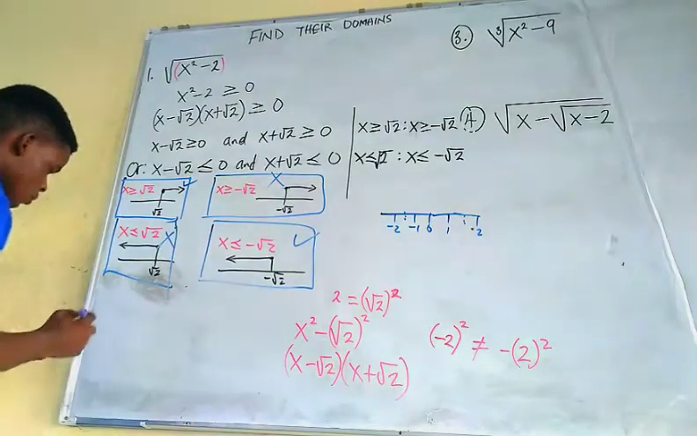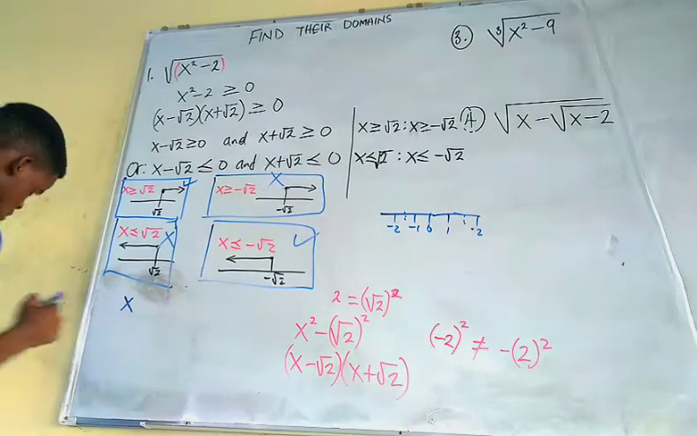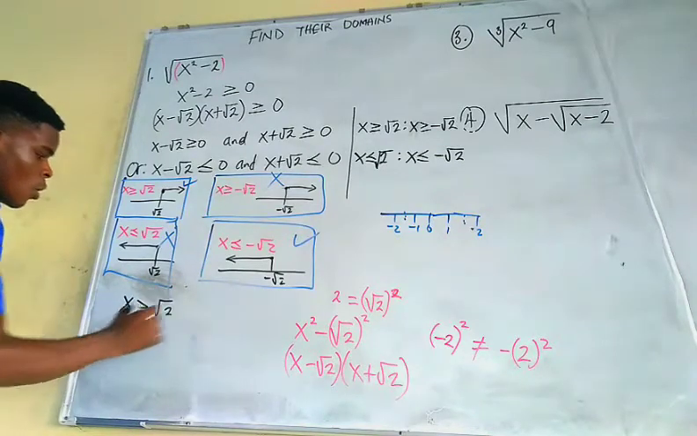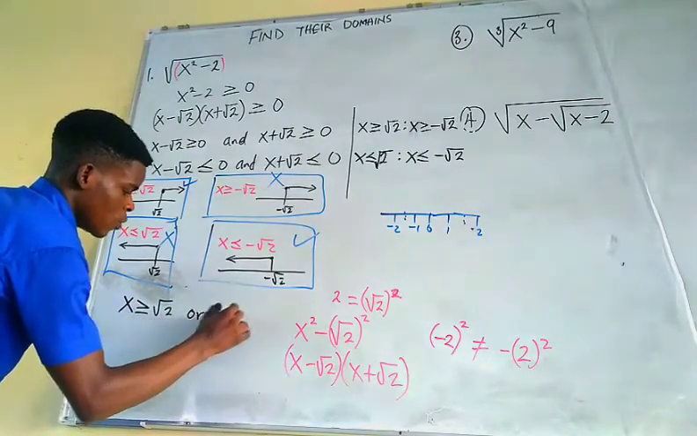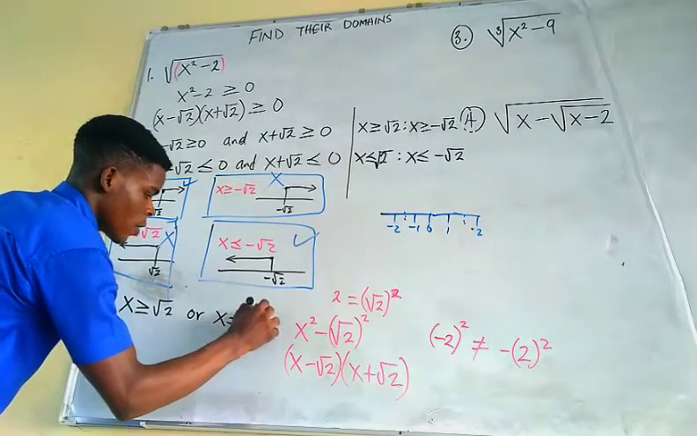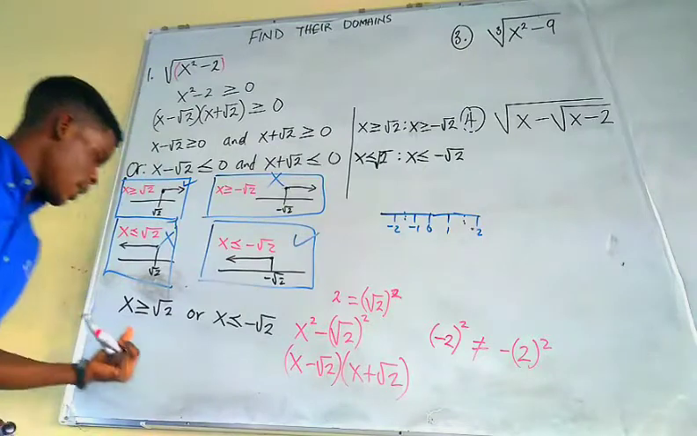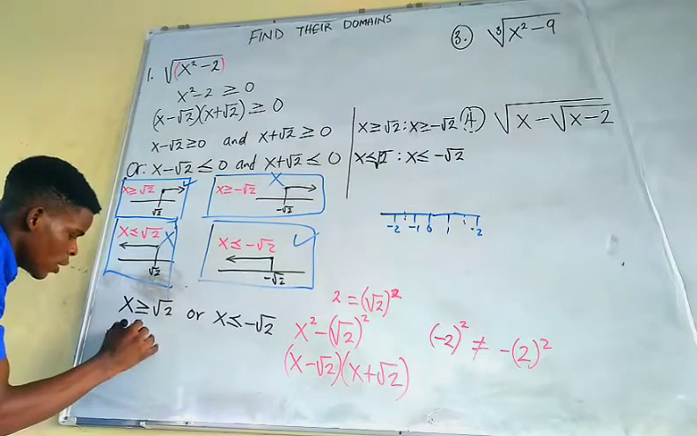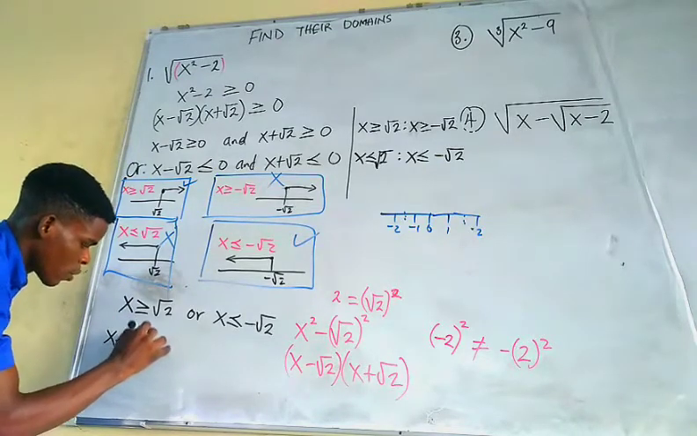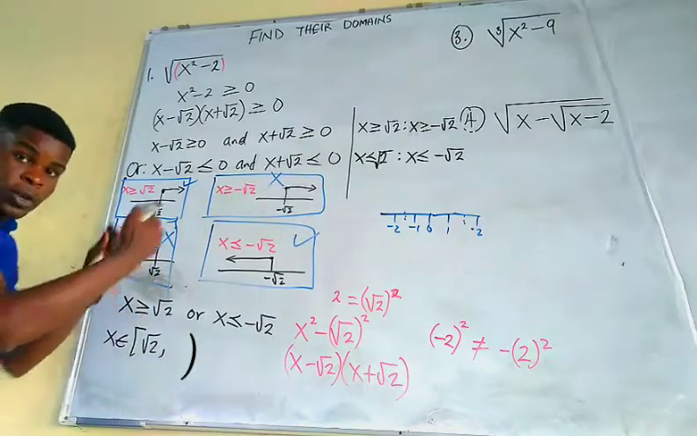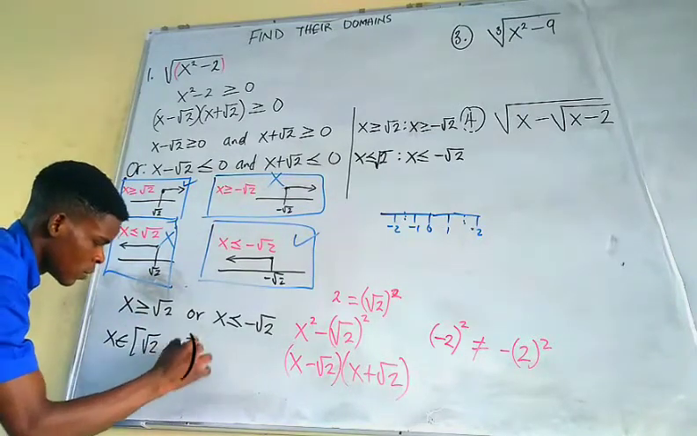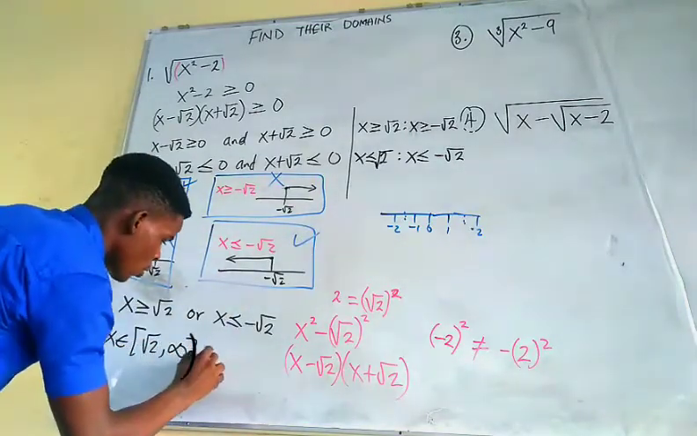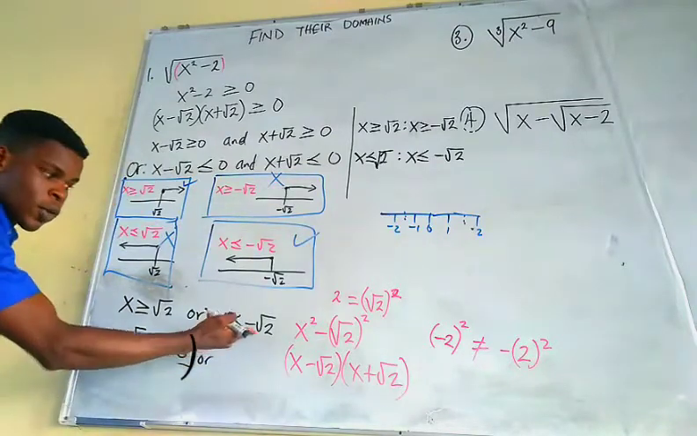So what do we say? Well, let me write them out. Let me use my black ink. That x should be greater than or equal to square root of 2, or x should be less than or equal to negative square root of 2. So from here, x should be greater than or equal to square root of 2. That simply means x should lie in an interval starting from square root of 2 to the right. That is, it increases without bounds. That is why I'm putting infinity right here. Or x should be less than or equal to negative square root of 2.